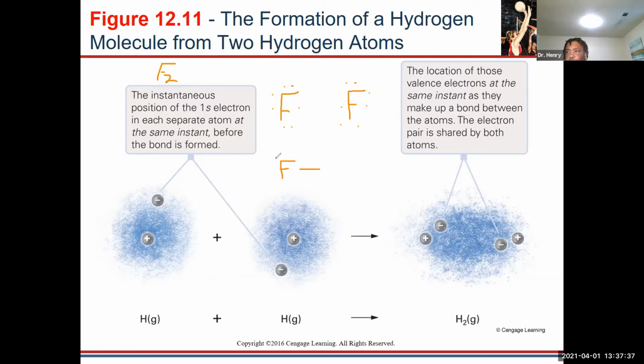So if we do that, because we know that each one has how many? 7, right? So that's 7 plus 7. That should be 14 electrons that we're working with. So that's 2, that's 4, that's 6, that's 8, that's 10, that's 12, that's 14. We know that this line represents 2 electrons.